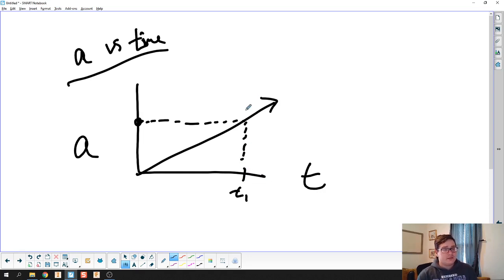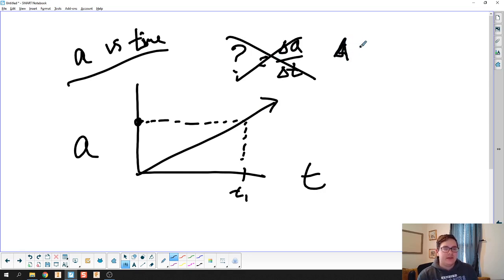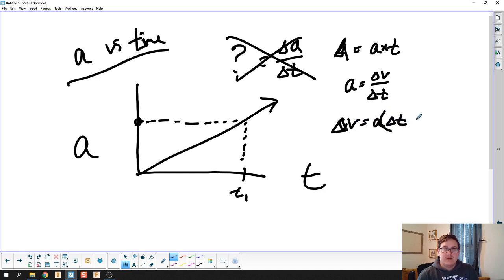Well, what does the slope tell me here? For this class, it doesn't tell you anything because it'd be change in acceleration over change in time. Which is something, but we just don't talk about it in this class, so we're not going to do it. What we're going to talk about is the area underneath that line. The area is acceleration times time. Well, acceleration is change in velocity over change in time. So change in velocity equals acceleration times time. So the area underneath my graph here tells me my change in velocity.